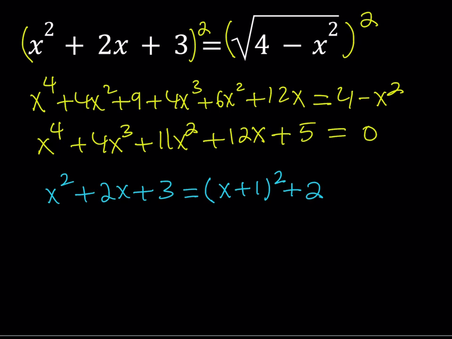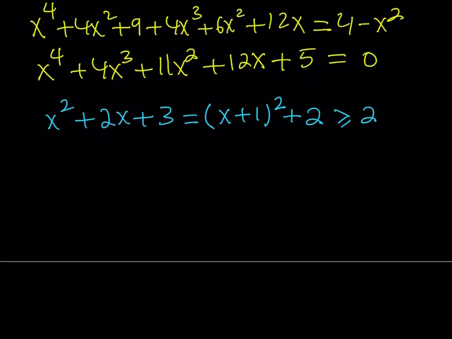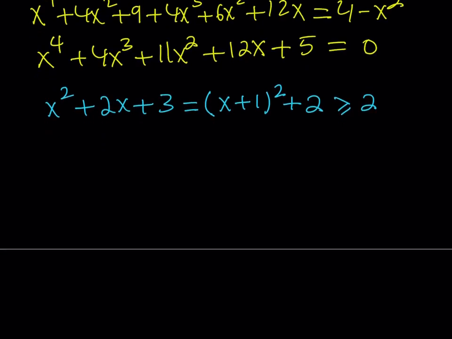So x plus 1 quantity squared cannot be negative. Therefore, the sum needs to be greater than or equal to 2. In other words, the minimum value, if x is a real number, of course, we're going to talk about complex numbers separately, needs to be greater than or equal to 2. All right, let's establish that first.